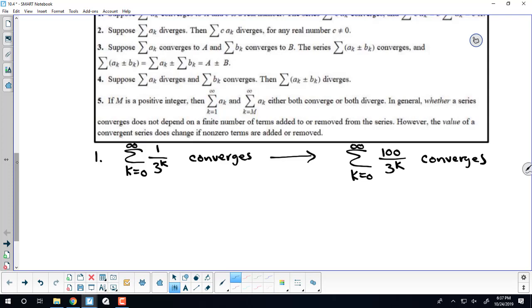Property 4 says that if we've got a convergent series b and a divergent series a, and we add those two together, then we have a series that diverges. Add or subtract. Now, this could work for more than just two series. It's just a very general statement. So if we had like 5 series added or subtracted together, but one of those diverges, that means the whole sum or difference would diverge.